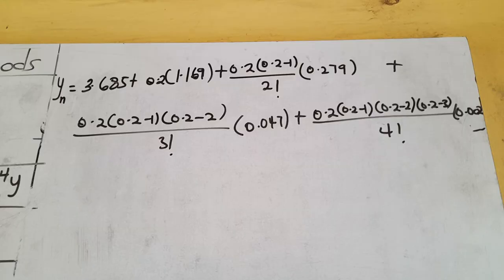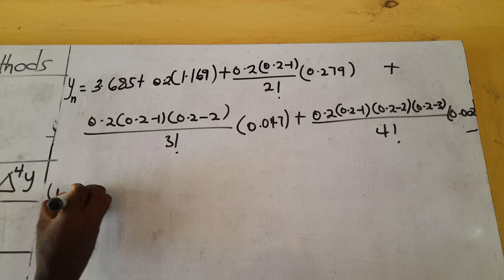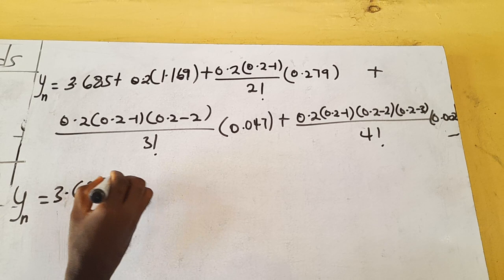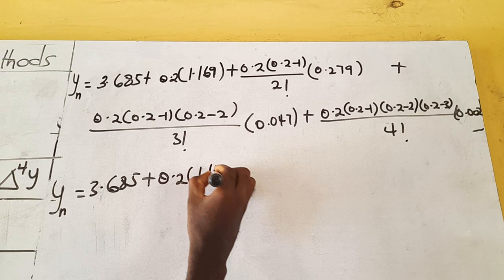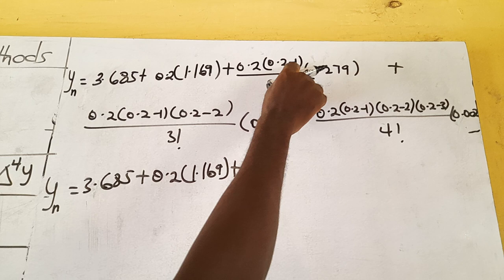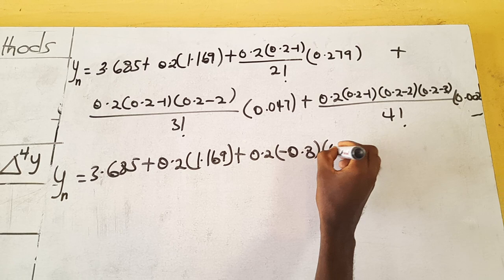So we simplify this further, we get our y naught is equal to 3.685 plus 0.2 times 1.16 times n plus 0.2. Then 0.2 minus 1 will give us negative 0.8. Then times 0.279 all over 2. 2 factorial is 2.